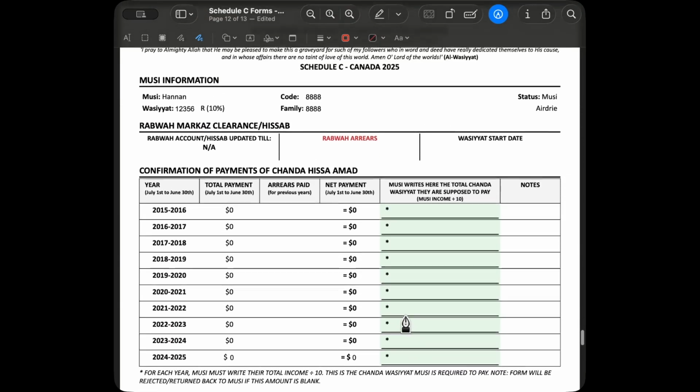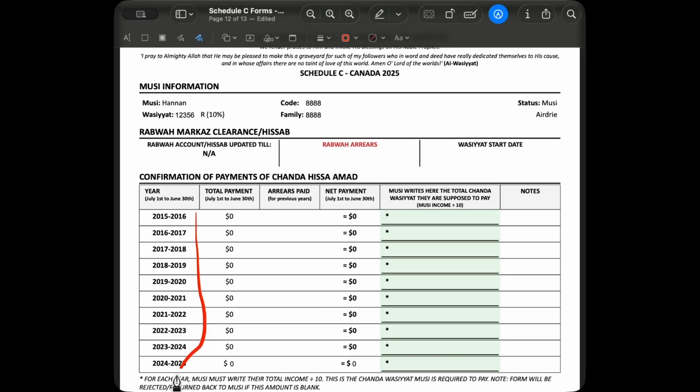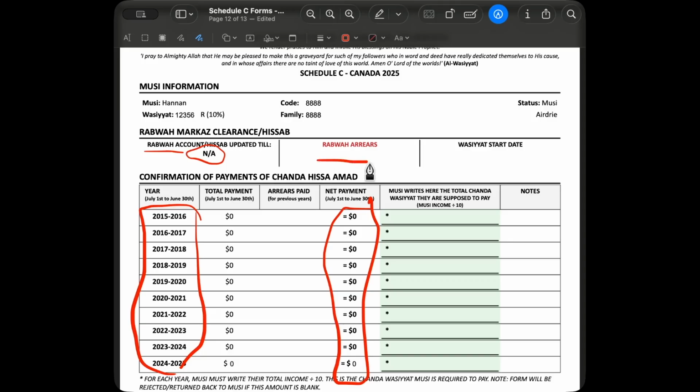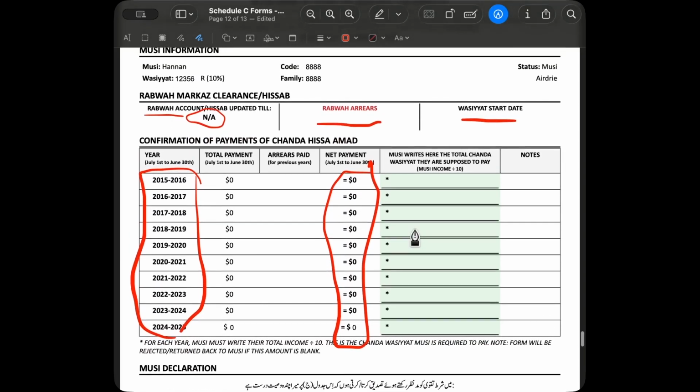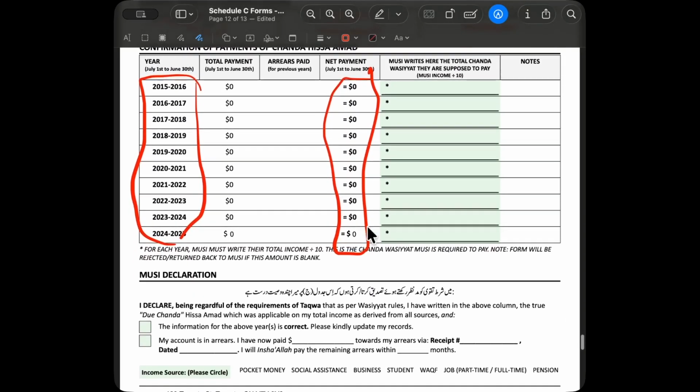Next form. This form is showing lots of years right here, and the payments are 0. It seems that this Musi has probably come from another country. So when we look at the Rabah account, it says NA, meaning that we don't know when his clearance has been done. So we have no record, and it doesn't show if he has any arrears, and we don't even have his start date. So let us assume that this is a Musi who has recently come from Pakistan, and the Musi came in the fiscal year of 24-25, in December.